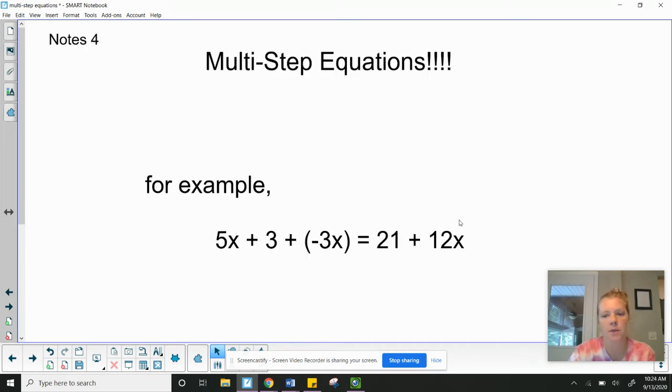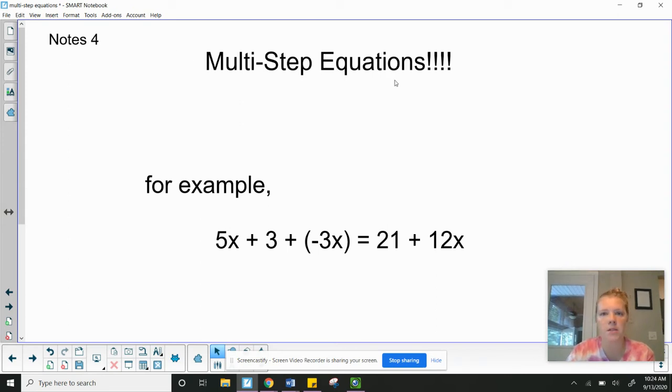This is an example of a multi-step equation. You can see that there are lots of numbers and letters on either side of the equation. There's variables on both sides. It's just more complicated. That's why it's a multi-step equation. There's multiple steps. So at the top of your notes, make sure it says notes for multi-step equations.